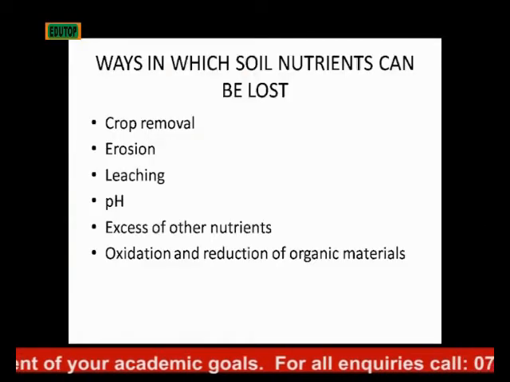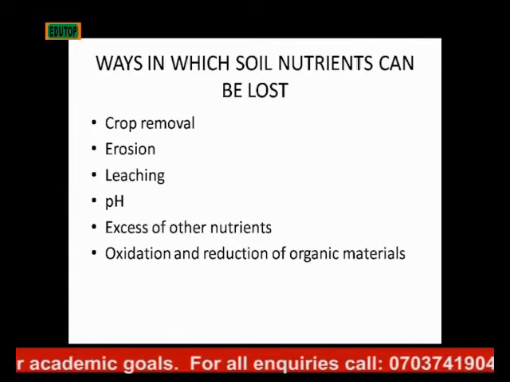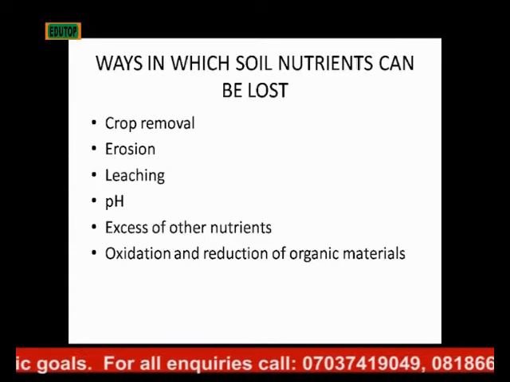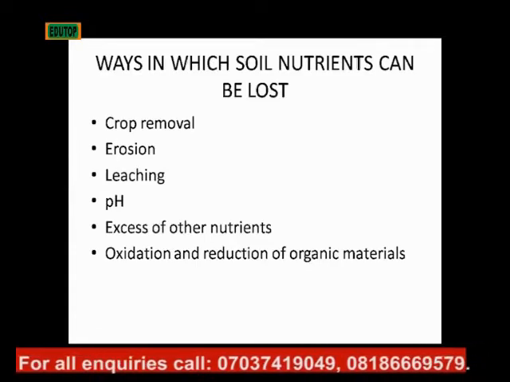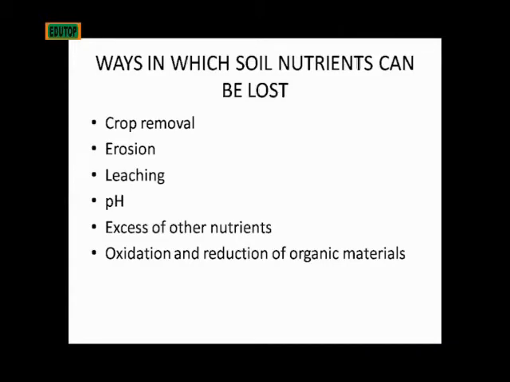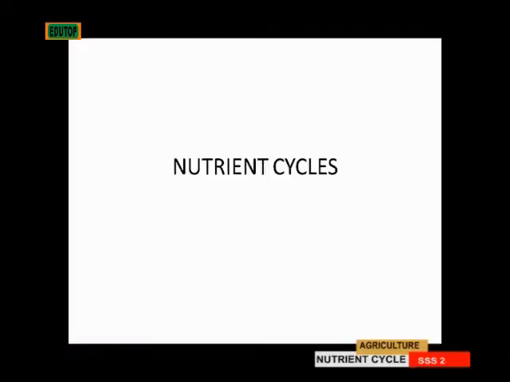Then the ways in which soil nutrients can be lost, I mentioned that earlier. Crop removal, erosion, leaching, then the pH too can affect it, excess of other nutrients, oxidation and reduction of organic materials are ways in which nutrients can be lost. I've mentioned that earlier. I'm just refreshing you. Now we'll move on to talk about nutrient cycles.